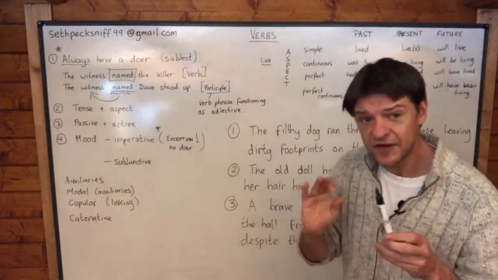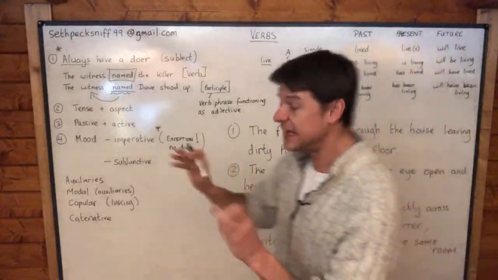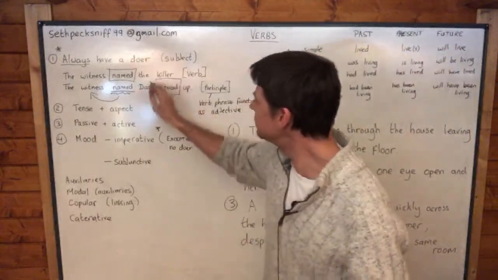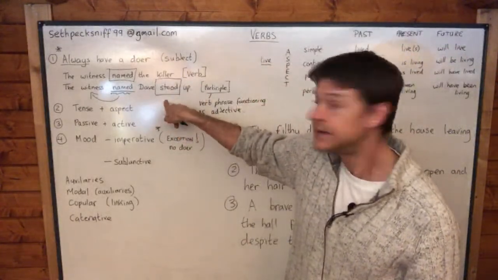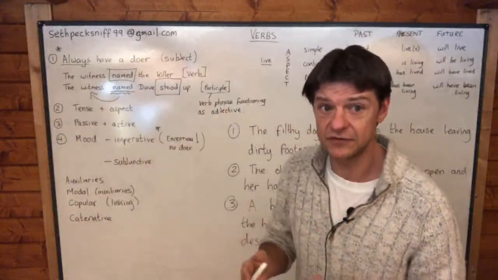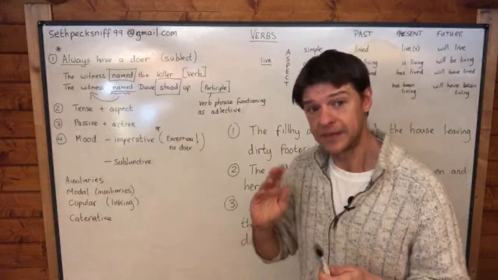Okay, and that's a very subtle point, but it's important because in this second sentence, this is the verb stood. This has got a doer. It's got the witness stood. So you can see that there's a massive difference here, and it's very important, and I've spoken about it on a few different occasions.